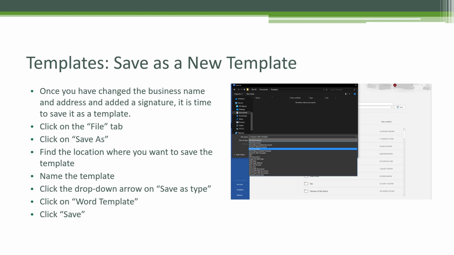So you'll want to go to the File tab and Save As, and then find a location where you'll want to save this, where you remember where it is easily, and then you want to name the template something that represents what it is. For my example, I put company letter template. From the drop-down arrow on where it says Save As type, you'll want to choose Word template. You don't want to save it as a normal Word document. And lastly, you'll want to click Save.